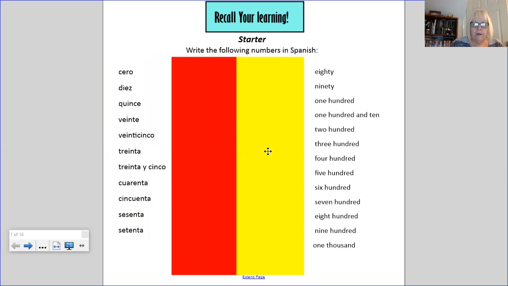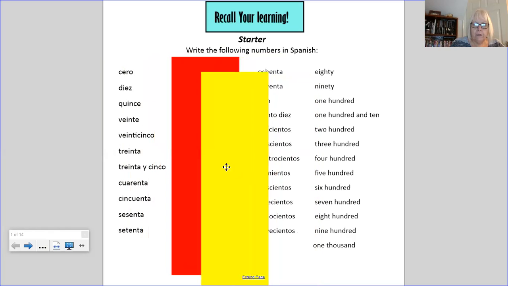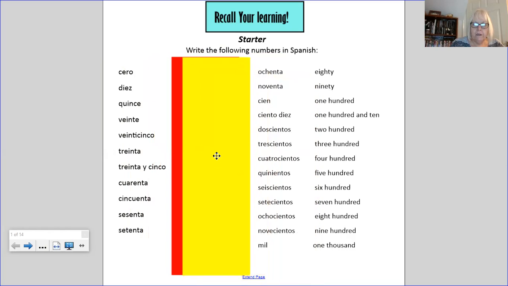Over here, we've got 80, 90, 100. Now, when you have 101, 102, 110, you have to have the whole word ciento, and then you follow that with the rest of the numbers. So 110, 115, and then 200, 300, 400, and so on.